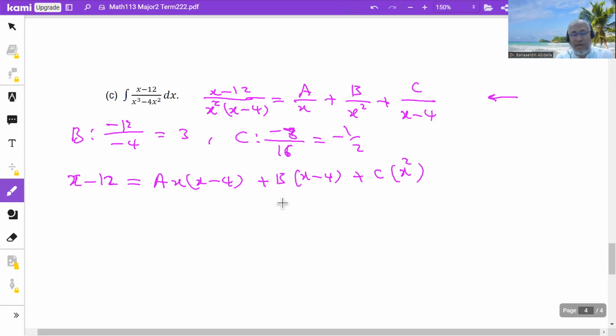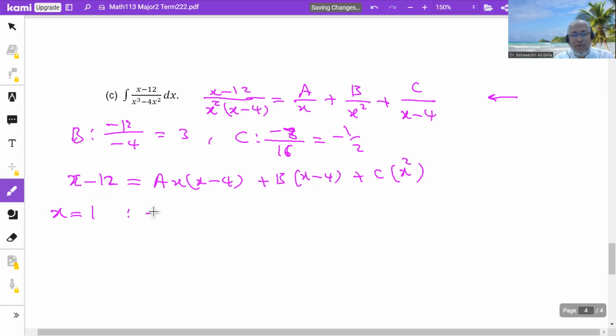b, and c again, if you like. But I have the value of b, and I have the value of c. So all what I need to find is the value of a. So I will replace x by any number I want, okay? Not 0 and 4, because I used 0 and 4. So for example, let me use 1, okay? If x is 1, what would happen?